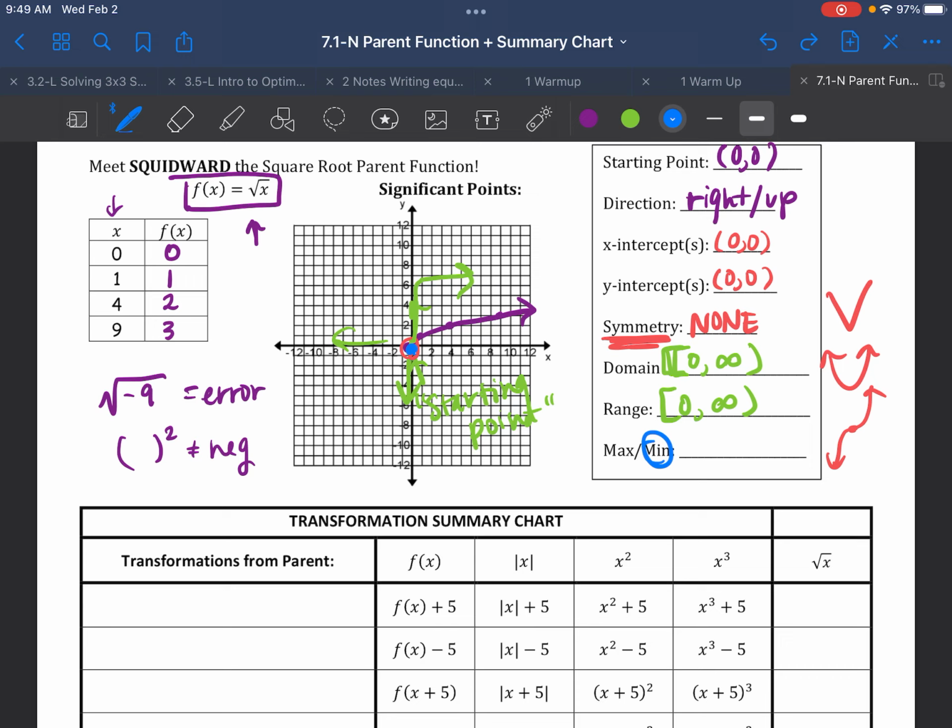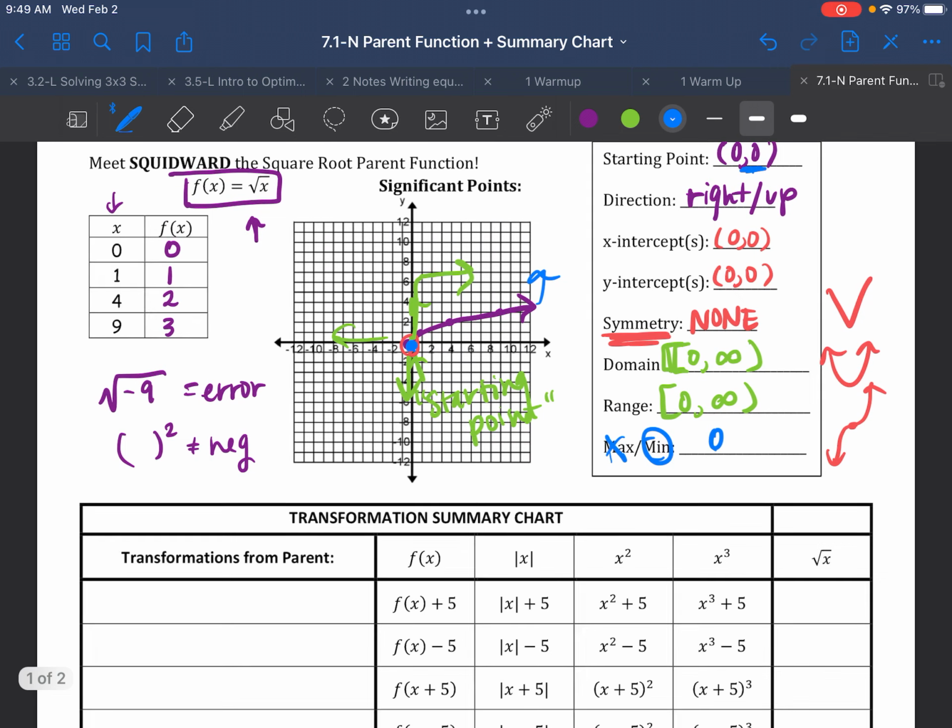So in this case, our parent function does not have a max on its domain because it's going up forever, but it does have a minimum at 0. And so this point, the starting point, the y value is its minimum. So remember, max and min always refer to a y value. It is a value, not a point. I mean, not a number. Gosh, not an ordered pair.